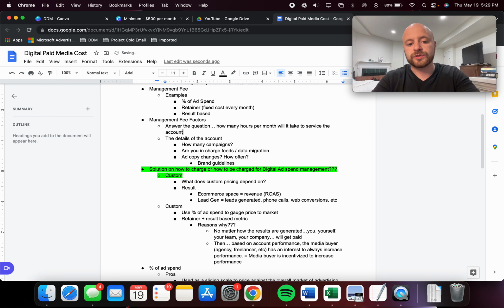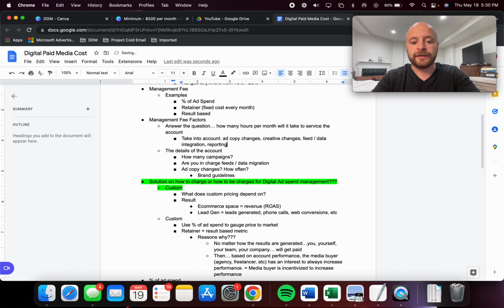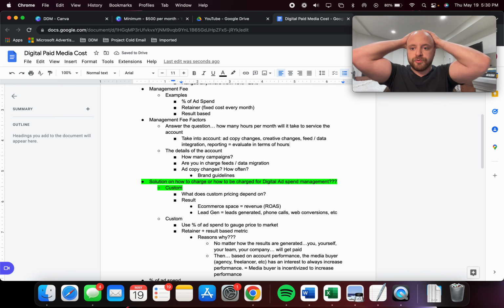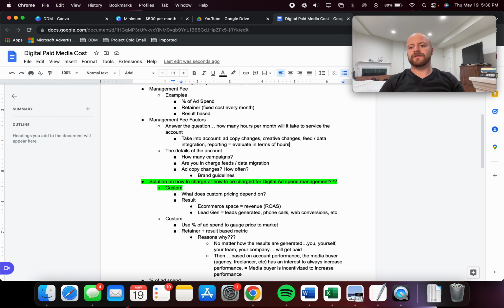For social media, you have to take into account ad copy changes, creative changes, feed/data integrations, reporting. So evaluate in terms of hours, right? That's an agency. You have to put a number, and even if it's an approximate, you've got to put a number of how many hours you're going to put into the account.